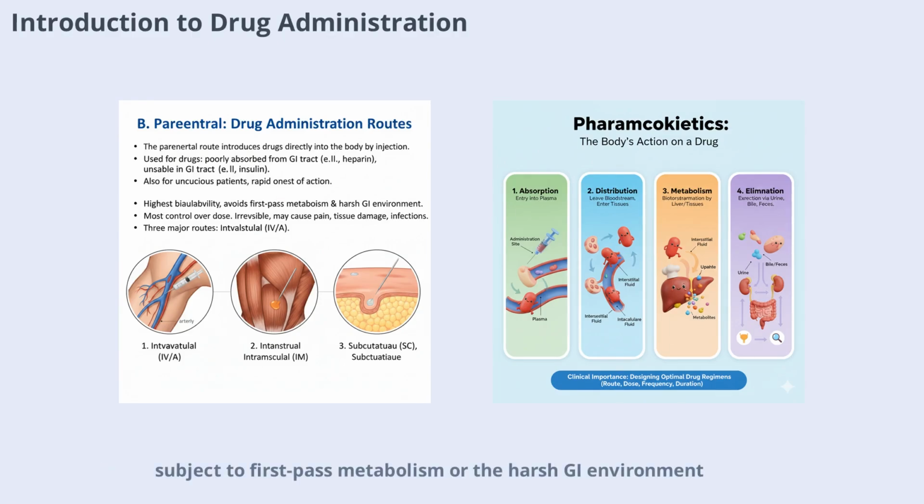In addition, parenteral routes have the highest bioavailability and are not subject to first-pass metabolism or the harsh GI environment. Parenteral administration provides the most control over the actual dose of drug delivered to the body. However, these routes of administration are irreversible and may cause pain, fear, local tissue damage, and infections. The three major parenteral routes are intravascular (intravenous or intraarterial), intramuscular, and subcutaneous.